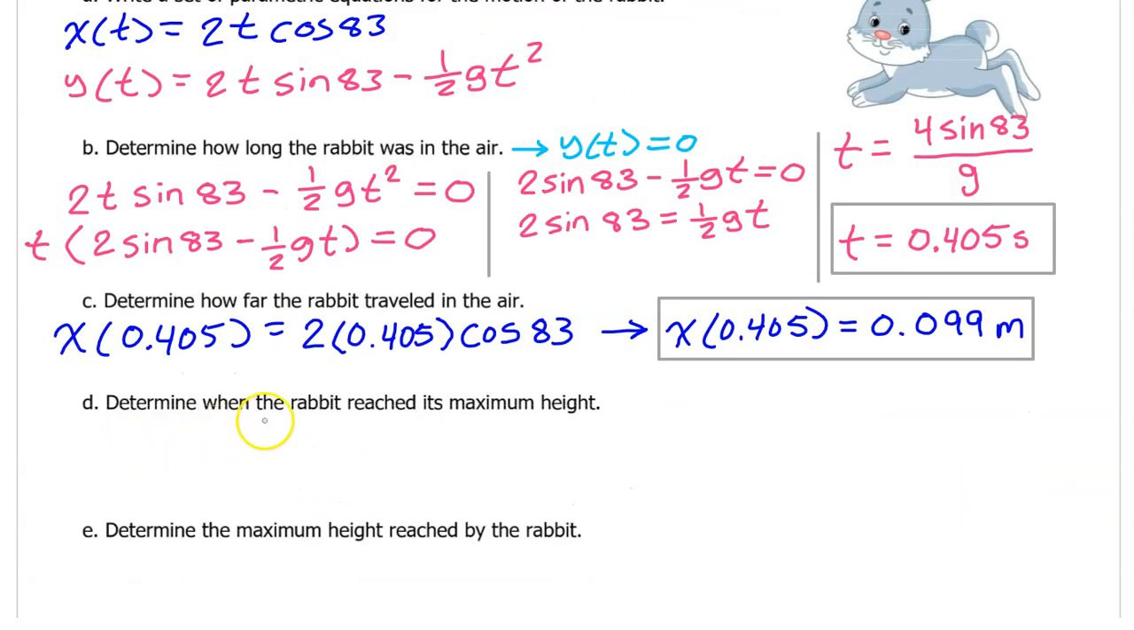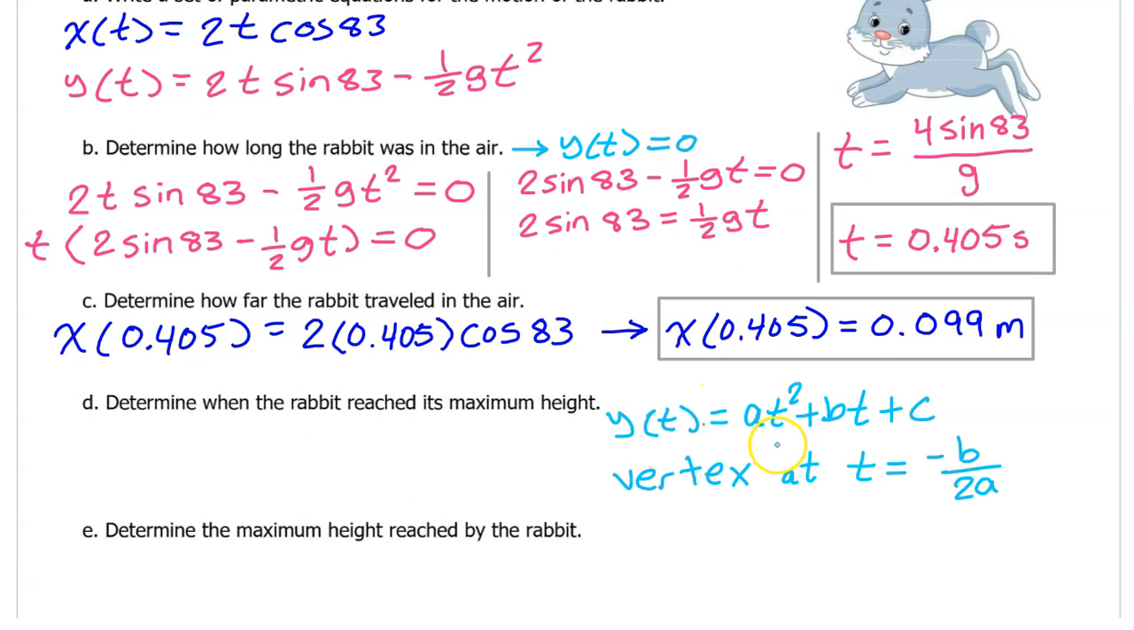Part D. Determine when the rabbit reached its maximum height. Well, the path of the rabbit's hop is a parabola, and the maximum height will be at the vertex of that parabola. Here's a fact that you should have memorized from Algebra 2. Given a parabola in the form y equals at squared plus bt plus c, the vertex will always occur at t equals the opposite of b over 2a.